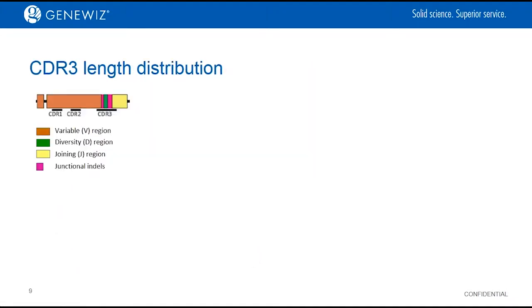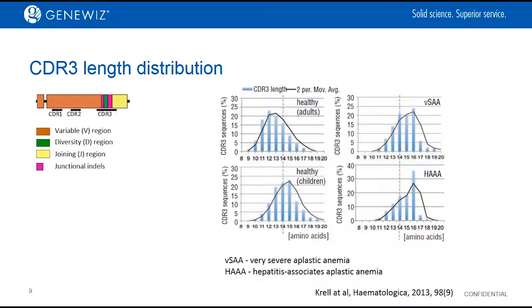CDR3 length distribution. CDR3 is the most variable region of the immunoreceptors because this region lies on the junction of variable, diversity, and joining regions, and also because this region is subject to nucleotide diversification. The distribution of the CDR3 length is bell-shaped in normal individuals. You can see it on the left panels on the slides, where you see the healthy adult and children cohorts.